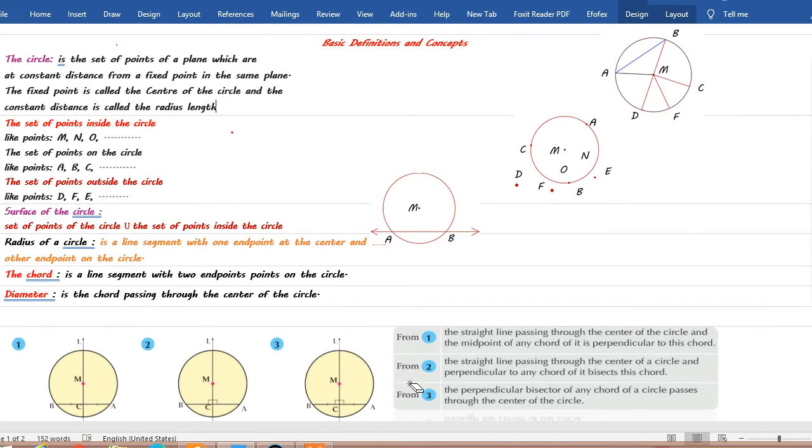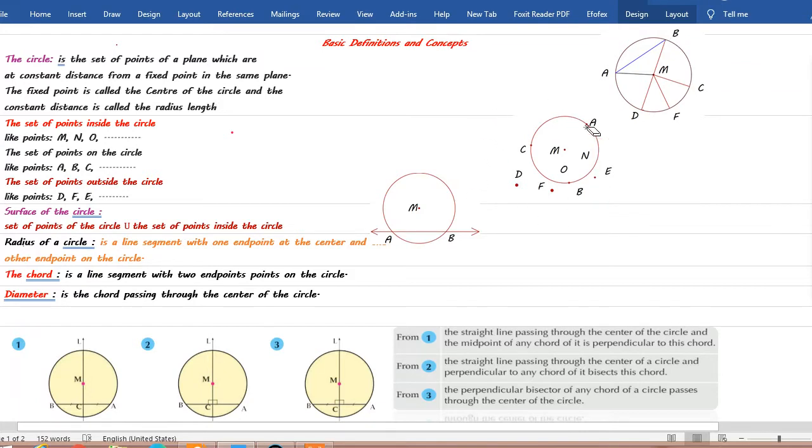Today we take the basic definitions and concepts. The circle. What is the circle? The circle is the set of points of the plane, a set of points at a constant distance from a fixed point in the same plane. The fixed point is the center and the constant distance is the radius.